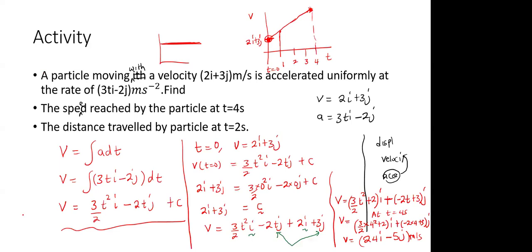Kindly just confirm. Okay, let me confirm again. No, this is 26. We have to add on the 2. I had forgotten to add the 2, because 3 over 2 times 16, 16 by 2 is 8, and 8 times 3 is 24. So this is 24 plus the 2, which gives us 26. Now, our velocity will equal 26i minus 5j.